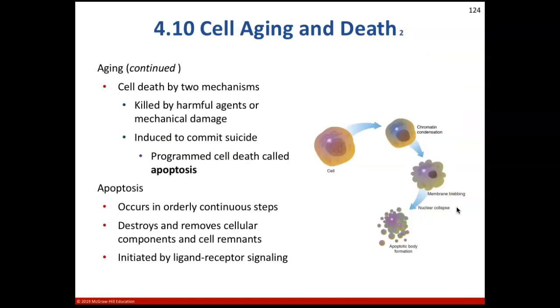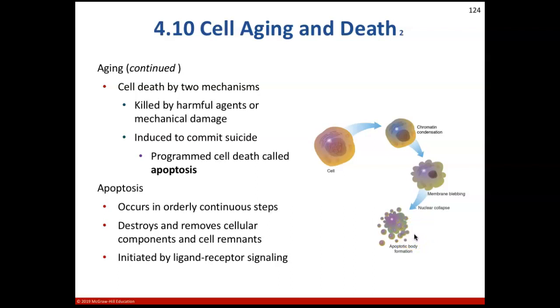So cell death can take place through two mechanisms. It could be killed by harmful agents or mechanical damage, or it could be induced by our body to commit suicide. And this is called apoptosis, which is a programmed cell death. So we could see the cell here develops this membrane blebbing and a nuclear collapse where we get apoptotic body formation. Apoptosis is occurring in these orderly, continuous steps, and it destroys and removes cellular components and cell remnants.